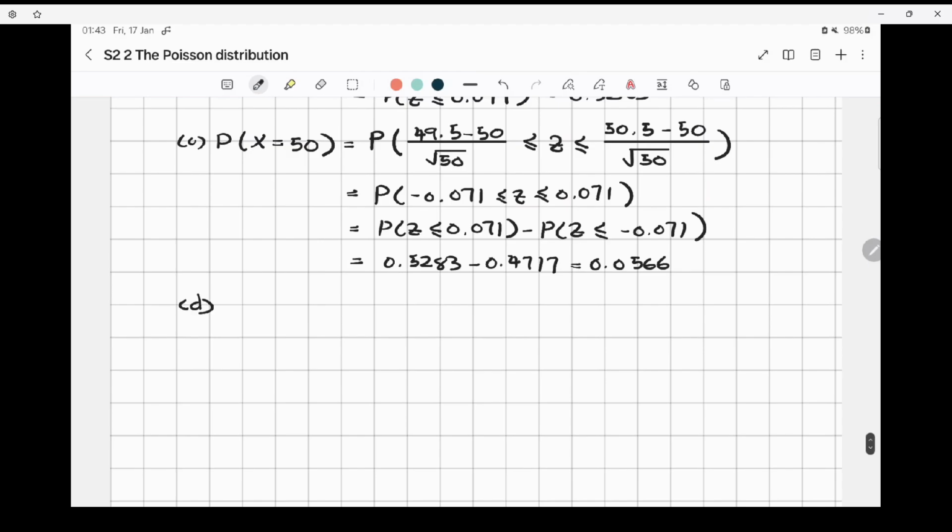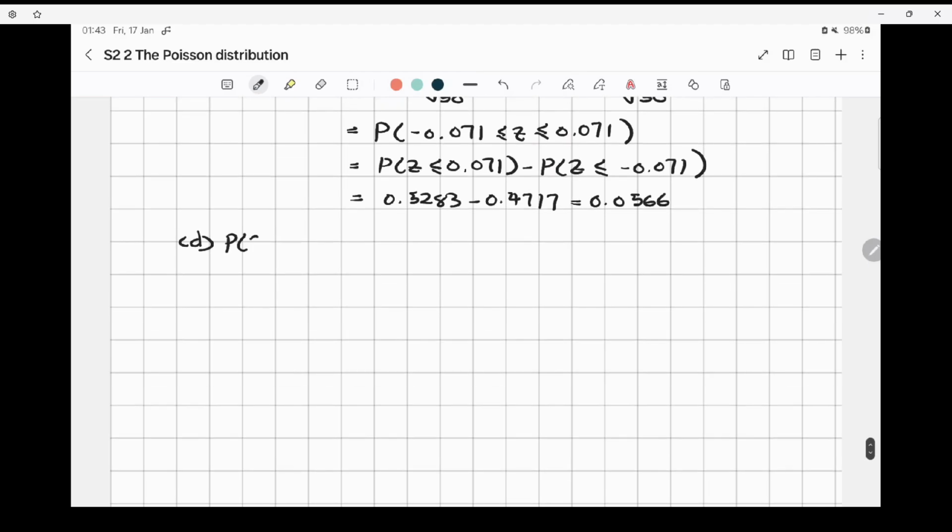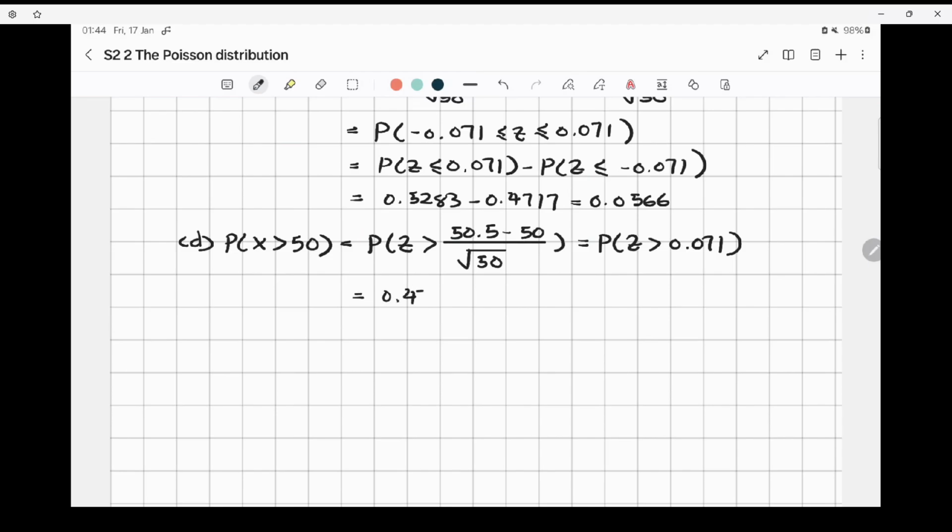Now part D. If you have X greater than 50, this will be P(Z greater than (50.5 minus 50) divided by the square root of 50). So the point here is to avoid the number 50. That's why you need to take 50.5. So we already know that this is P(Z greater than 0.071). So the value will be 0.4717.